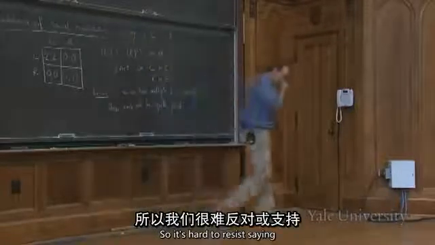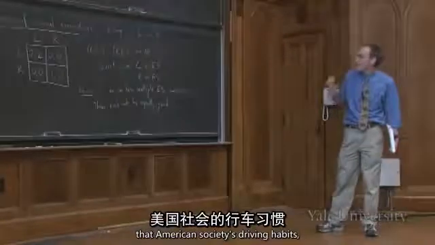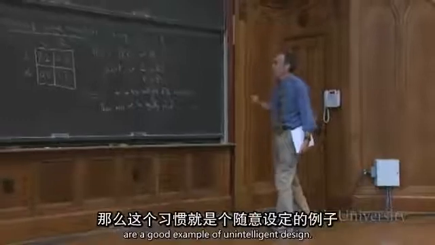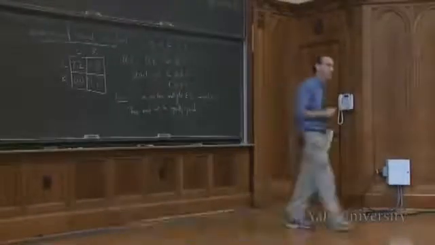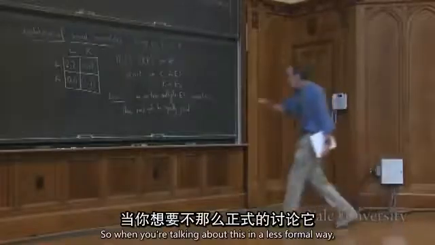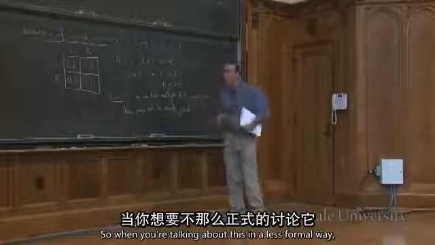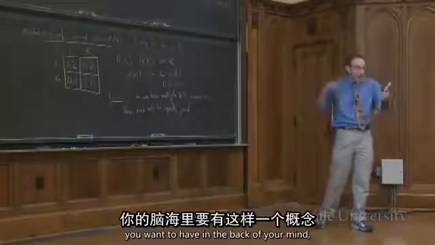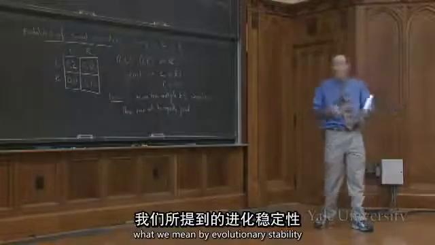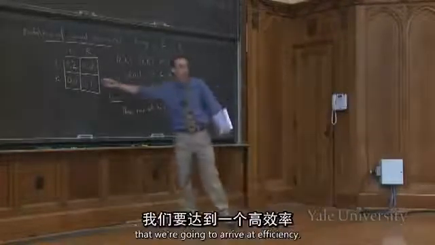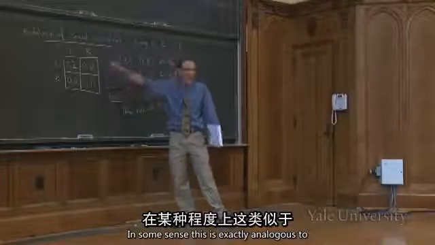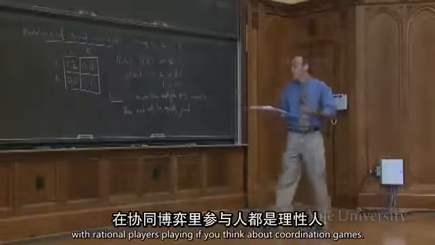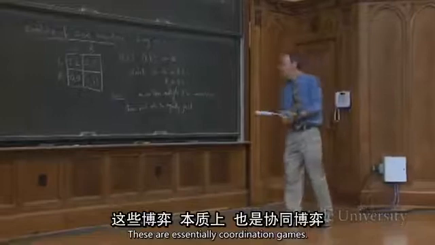It's hard to resist saying that American society's driving habits, if we think about the alternatives to evolution, are a good example of unintelligent design. So when you're talking about this in a less formal way in your anthropology or political science or sociology classes, you want to have in the back of your mind what we mean by evolutionary stability, and that it doesn't necessarily mean that we're going to arrive at efficiency. In some sense, it is exactly analogous to what we discussed when we looked at games like this with rational players playing, if you think about coordination games. These are essentially coordination games.